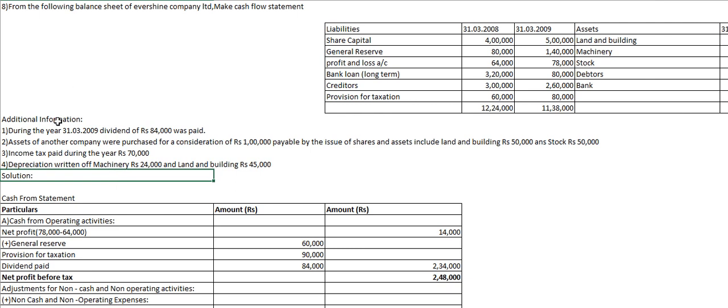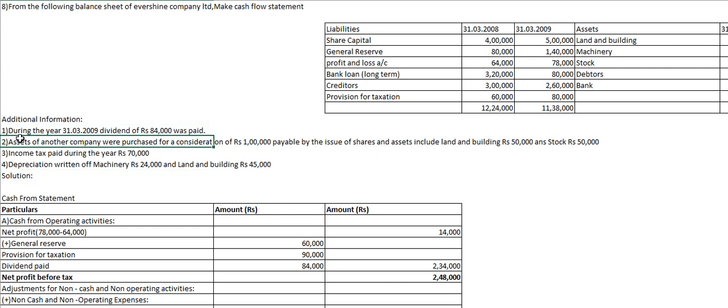So during the current year, 31/3/2009, a dividend of rupees 84,000 was paid. Which means your dividend is paid. So you will add it in order to calculate your net profit, and you will minus it in your financing activity.